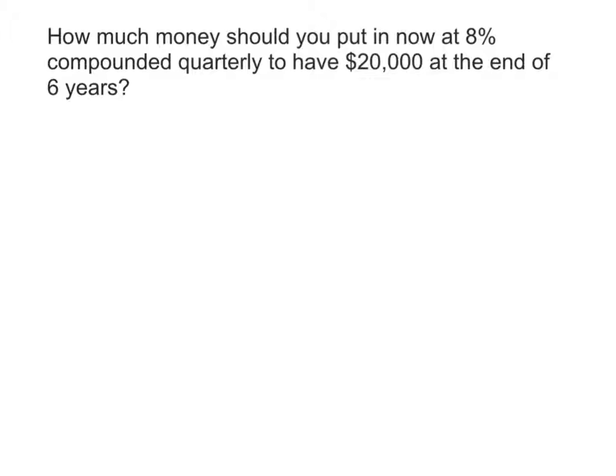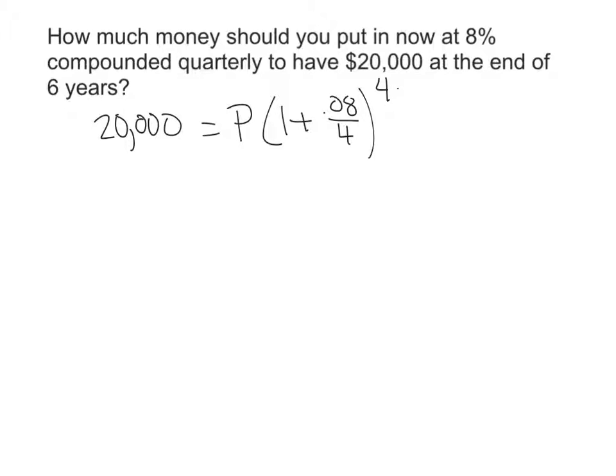What that means is we're trying to figure out how do we get to $20,000 if we put in a principal, which we don't know, so we'll call it P, and that increases 0.25% each quarter of a year. And since we have 6 years, we have 4 times 6, 4 times a year for 6 years, or 24 compounding periods.